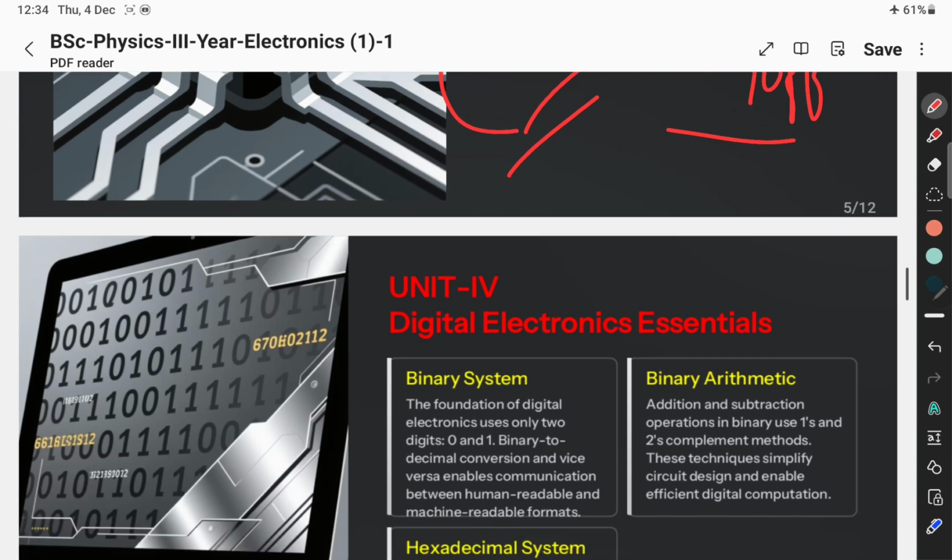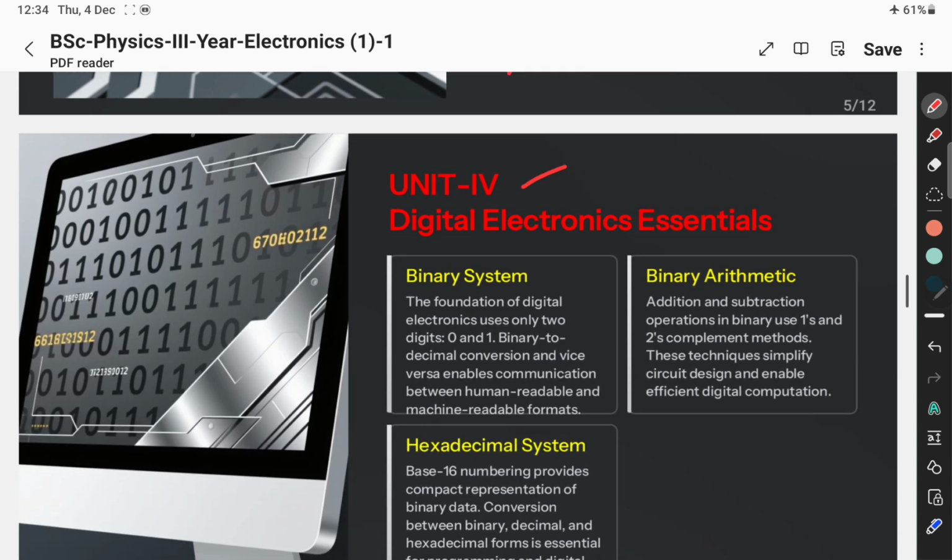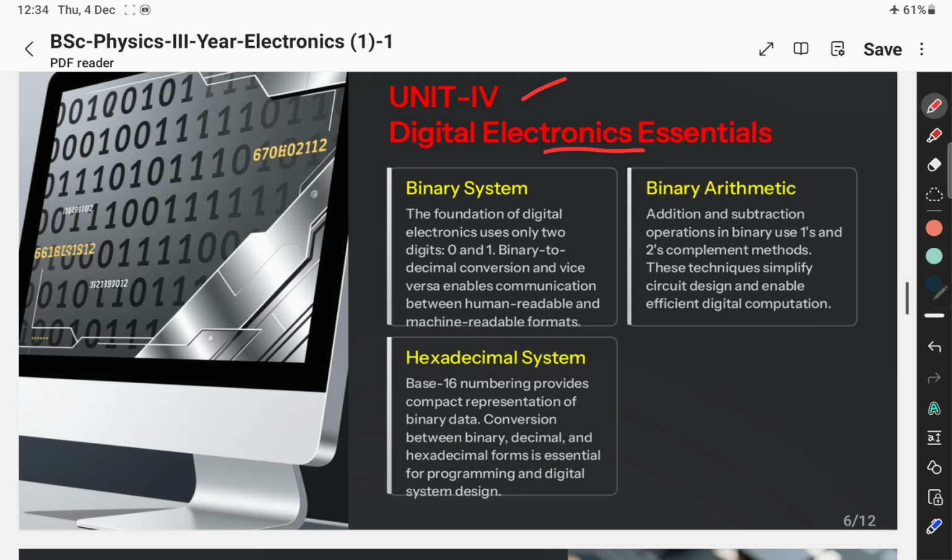Then comes unit 4, digital electronics. Here we learn the binary system, binary arithmetic, some math included here, and some conversions, the hexadecimal system and all. Binary means the system which includes 0 and 1, right? So we will practice conversions between decimal, binary and hexadecimal, and binary arithmetic using ones and twos complements. This is the language of computers.